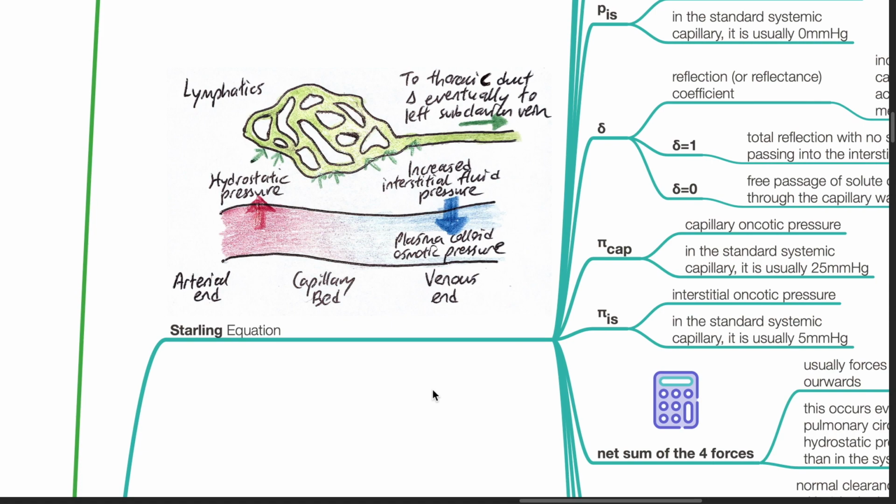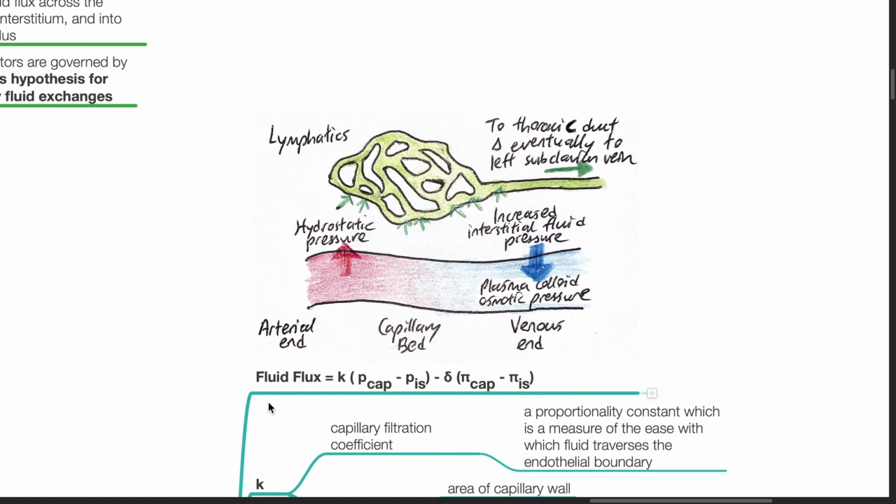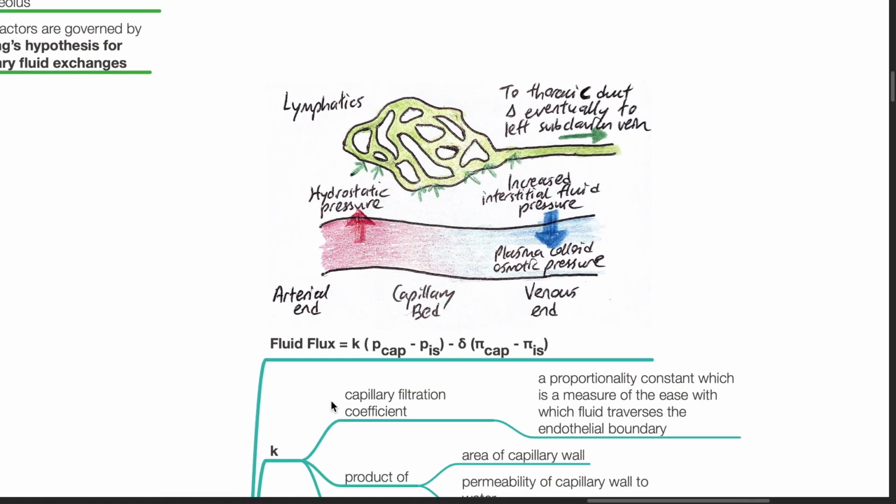Starling Equation: Fluid flux equals capillary filtration coefficient times capillary hydrostatic pressure minus interstitial fluid hydrostatic pressure, minus reflectance coefficient times capillary oncotic pressure minus interstitial fluid oncotic pressure.